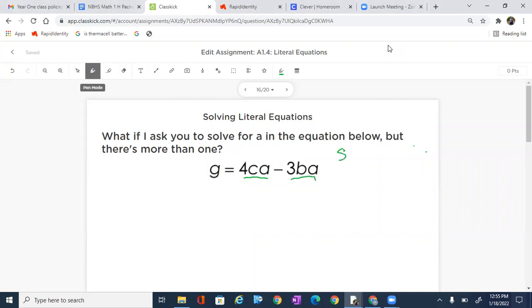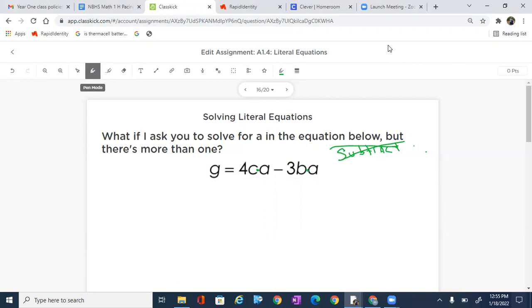So if I was to look at 4ca minus 3ba, a lot of people want to say, can we subtract these? And the answer in this case is no, we cannot subtract them. And the reason why is the variables are not exactly the same. So what we're going to go ahead and do with this is we should recognize that a is multiplied against 4c, and a is also multiplied against 3b.